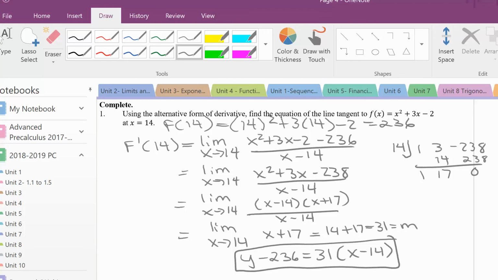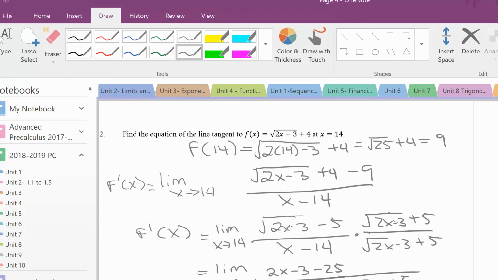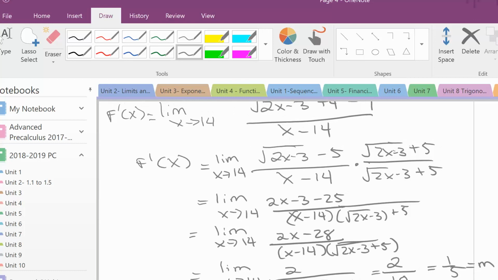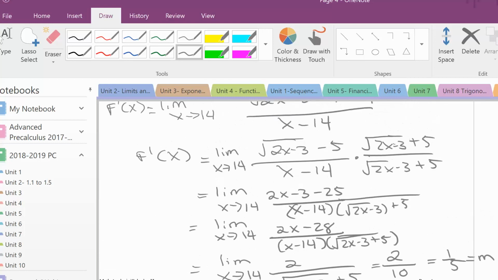Same thing for number 2. You're going to substitute in 14 and get 9, and then you're going to find the slope of the function at 14. So you find the slope to be 1/5 when you do the work, because you have to rationalize the denominator.